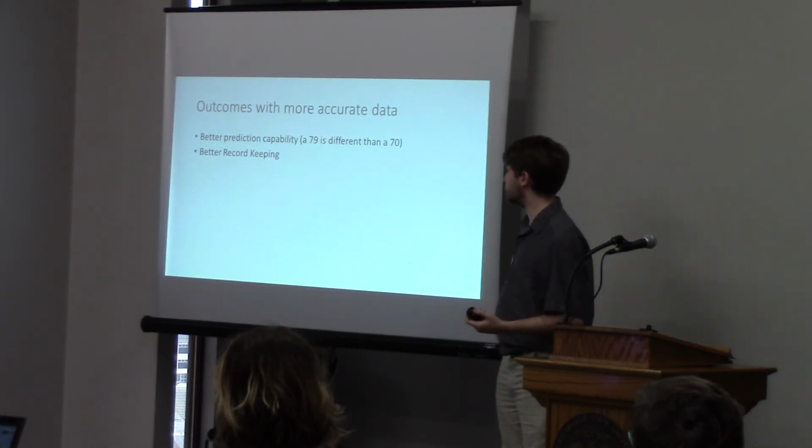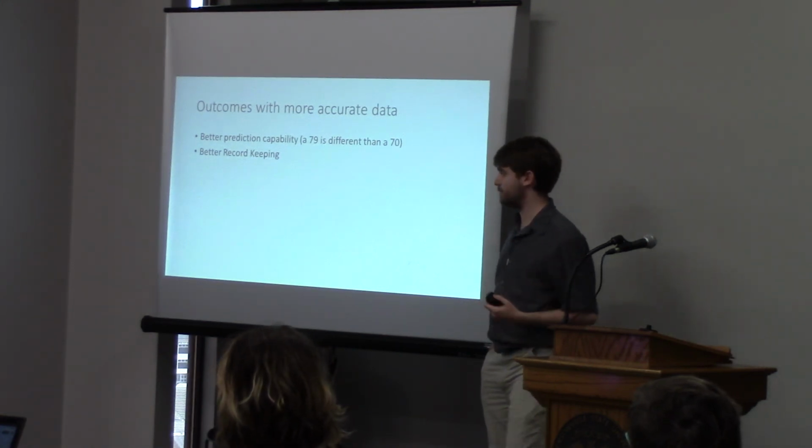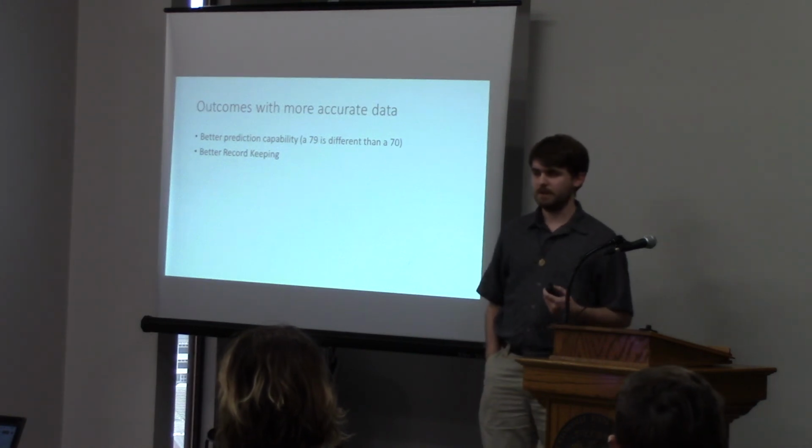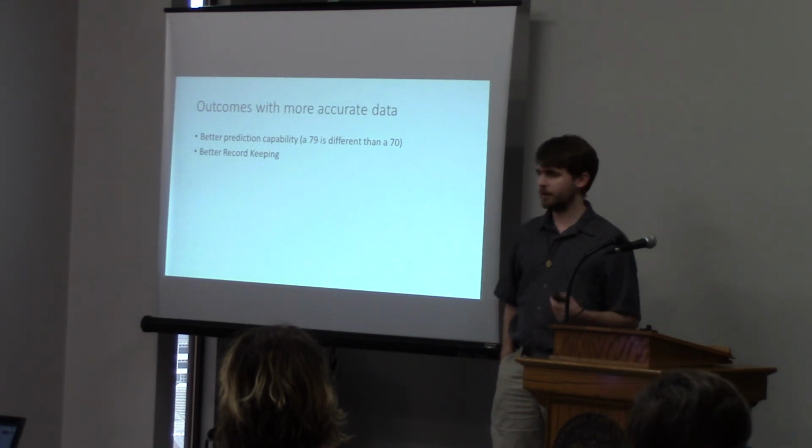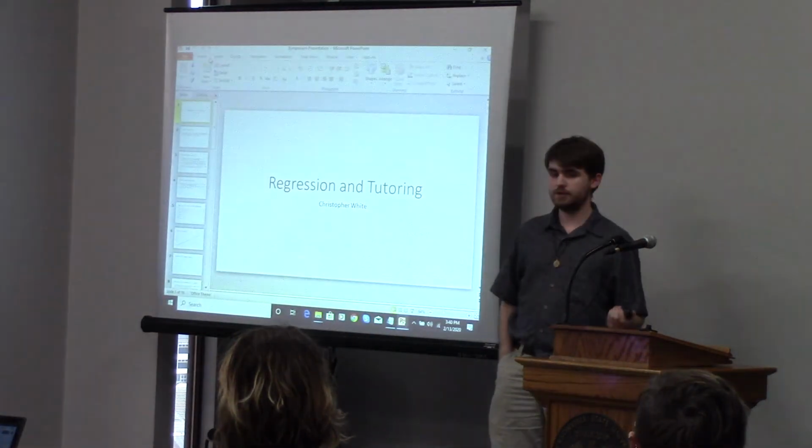So the outcomes with more accurate data are better prediction capability and better record keeping, because better records means that we have better data, right? So that is the end of the slideshow. Do we have any questions?